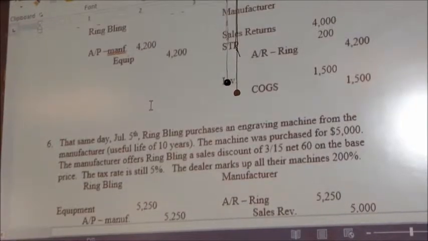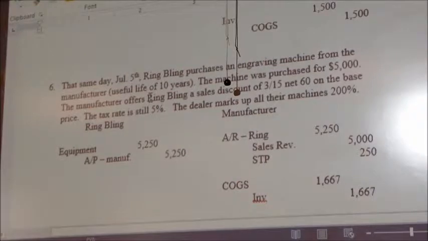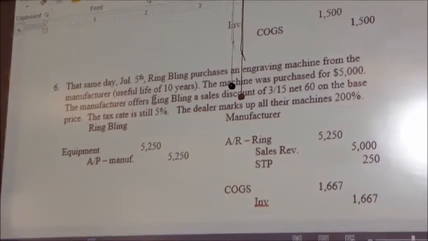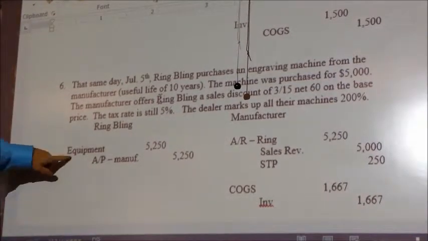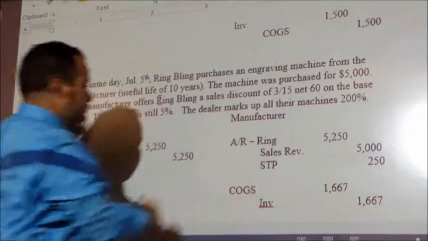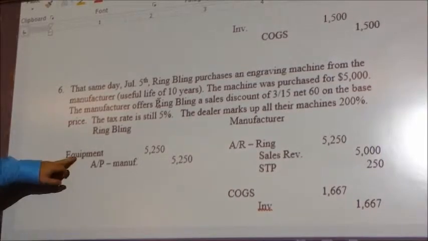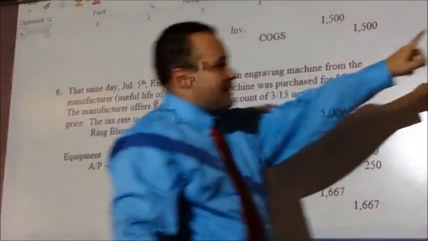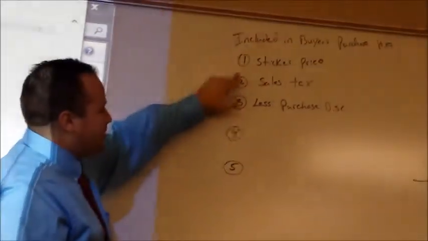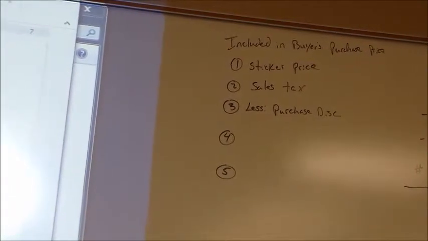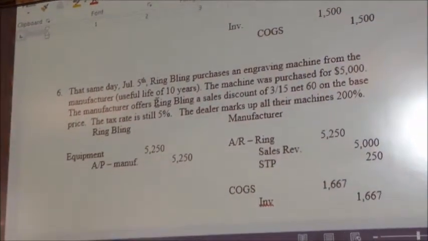So we ended the day looking at number 6. And I believe we got this far with number 6. Does everybody have this much on number 6, I think? Yes. Okay. So just a real quick recap of what we did. We bought the machine, and we need to list everything the machine had. So we had the sticker price of $5,000, sales tax at $250. We don't know if there was a purchase discount yet because we haven't paid it. So that's why the equipment's valued here at $5,250.